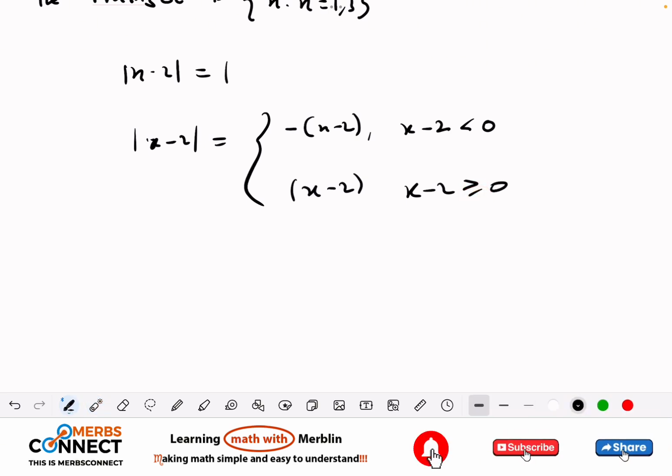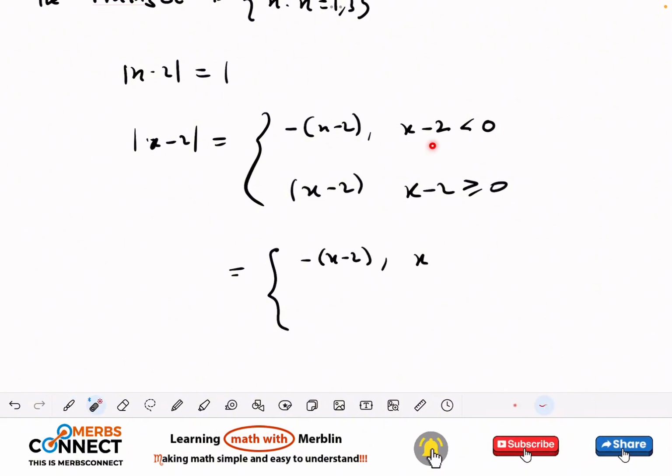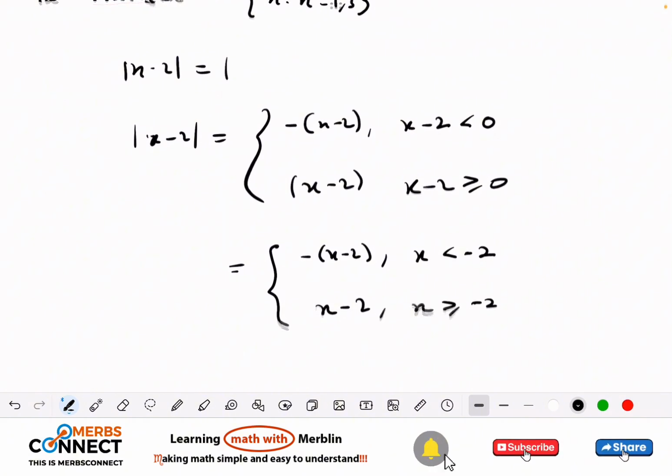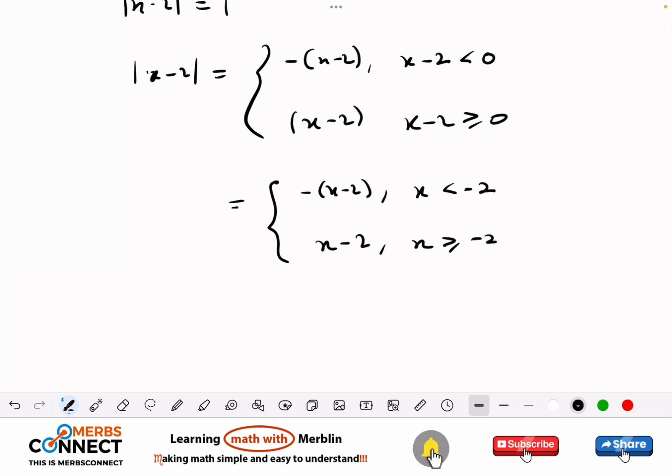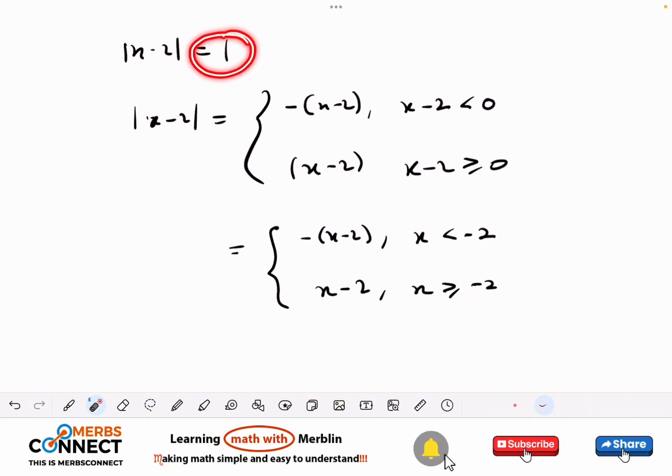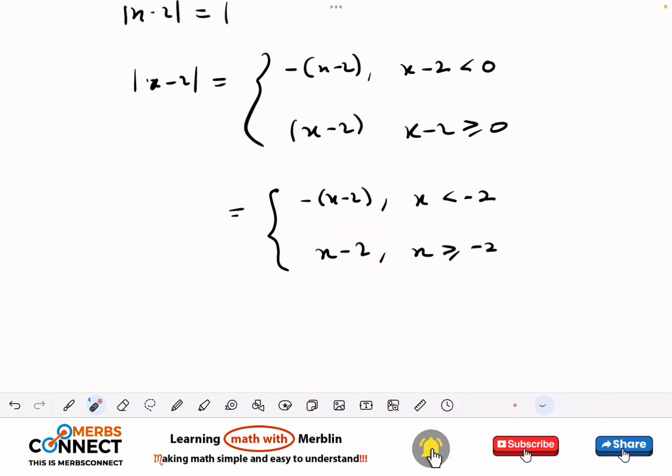Right. So what can I do? I can actually simplify this and have minus 2x. Now I'll plus 2 on both sides, or I'll move the minus 2 to this side. So I'll have x less than minus 2, and x greater than or equal to minus 2. So this is what I'm going to have, right? So this is very simple. What I'm going to do is I'll pick this side and equate it to 1, and I pick this side too and equate it to 1.